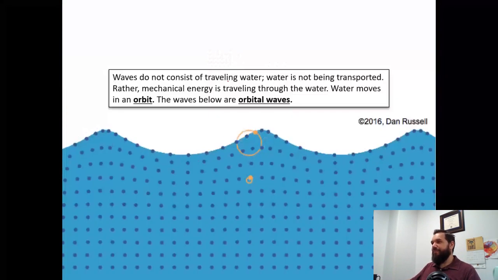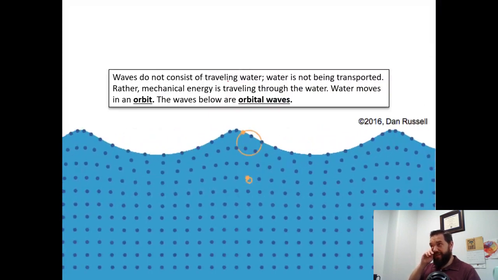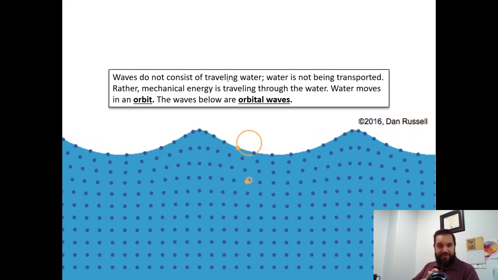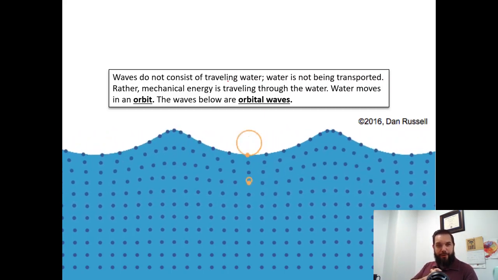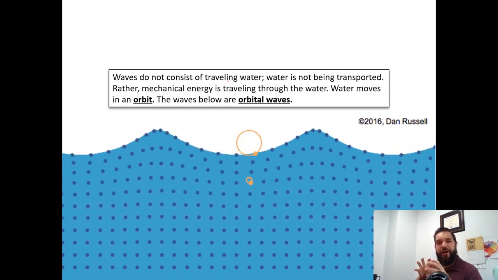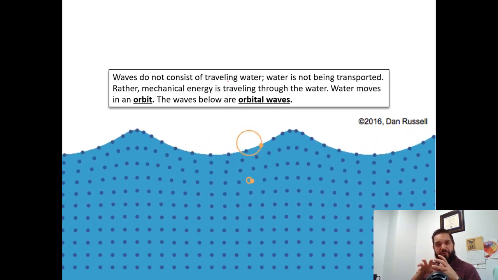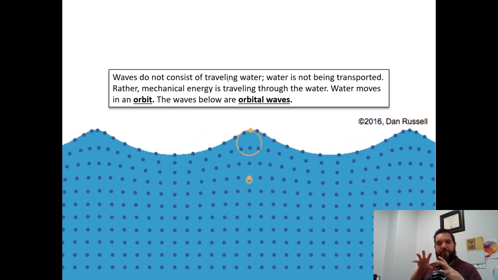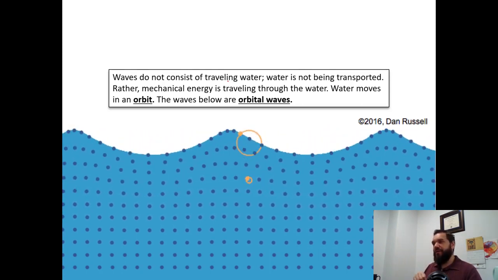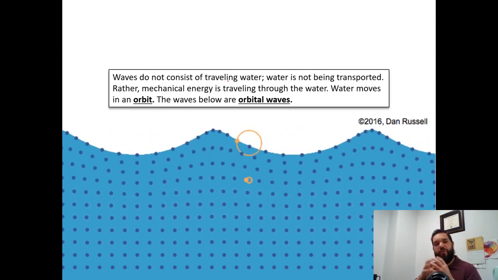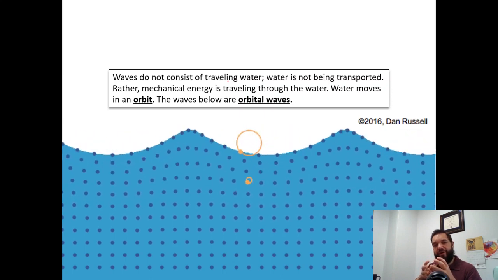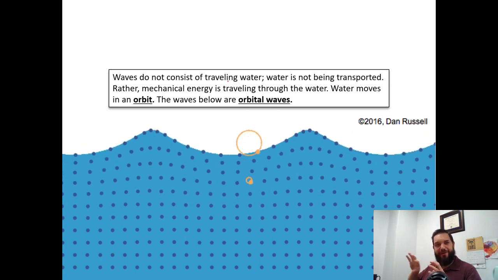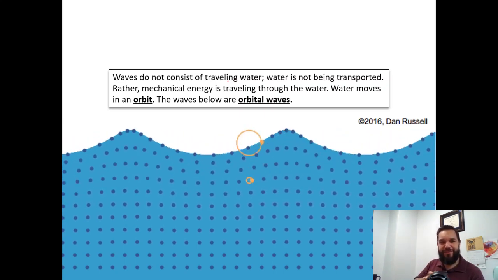So, waves, of course, you're familiar with waves at the beach. They do not actually consist of traveling water. So what do I mean by that? I mean, it's not that the water is moving from one place on the left side of your screen to the right side, right? So the water itself isn't actually being carried along. Otherwise, you could just sit on the surface and be carried along by the waves, and that doesn't really happen.